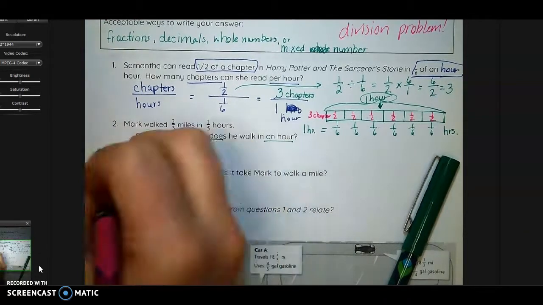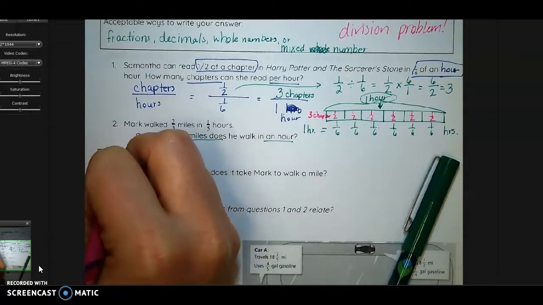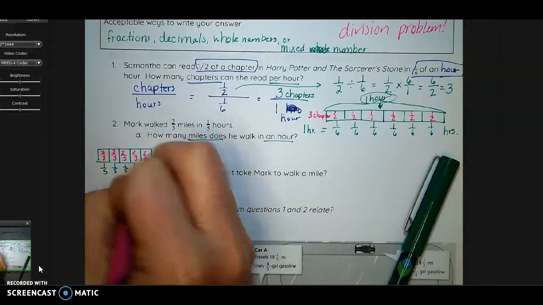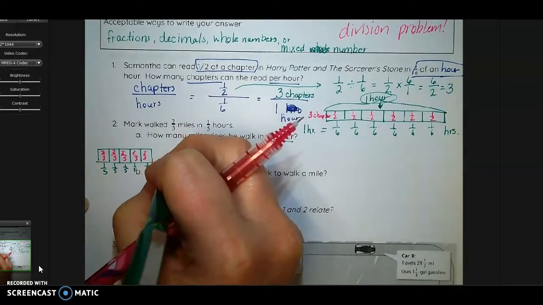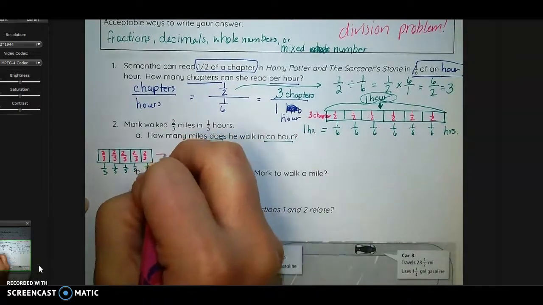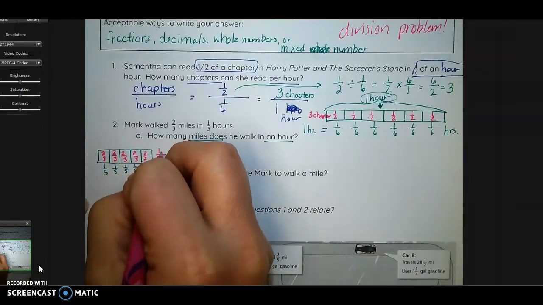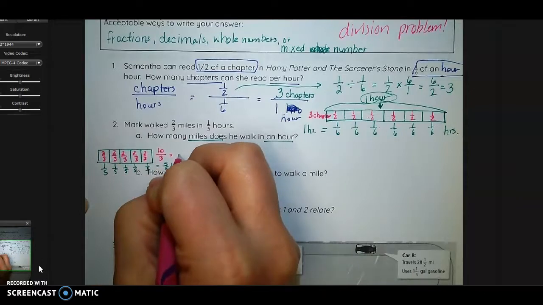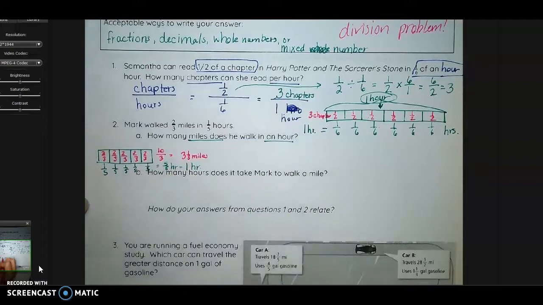And I am doing 2/3 of a mile on each one. So when I add these up, I get 5/5 of an hour, which is 1 hour. And when I add these up, I'm going to get 2, 4, 6, 8, 10. 10/3, which is 3 1/3 miles. So that's what it looks like from a model perspective if you wanted to model it out.